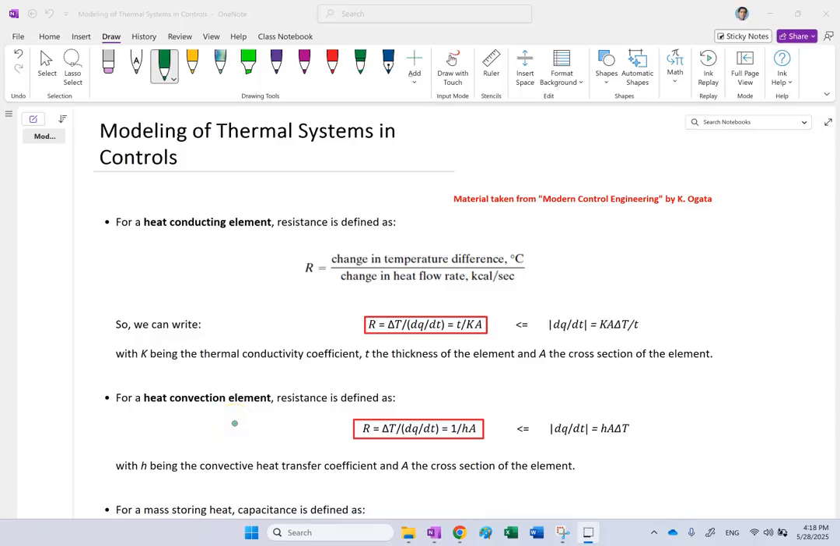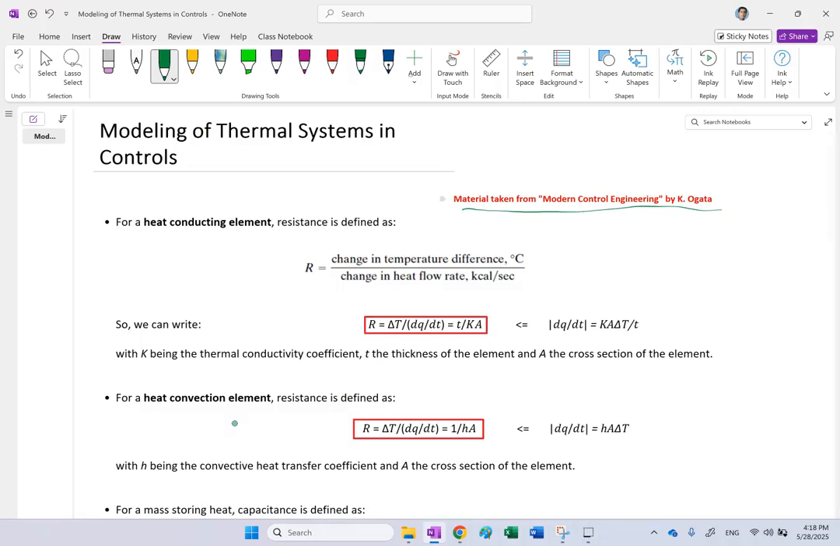Hello everyone. As promised in my previous video on modeling systems with non-compressible fluid for controls, here I'm going to show you simple modeling of thermal systems for controls, and again the material is coming from the Modern Control Engineering book by Katsuhiko Ogata.